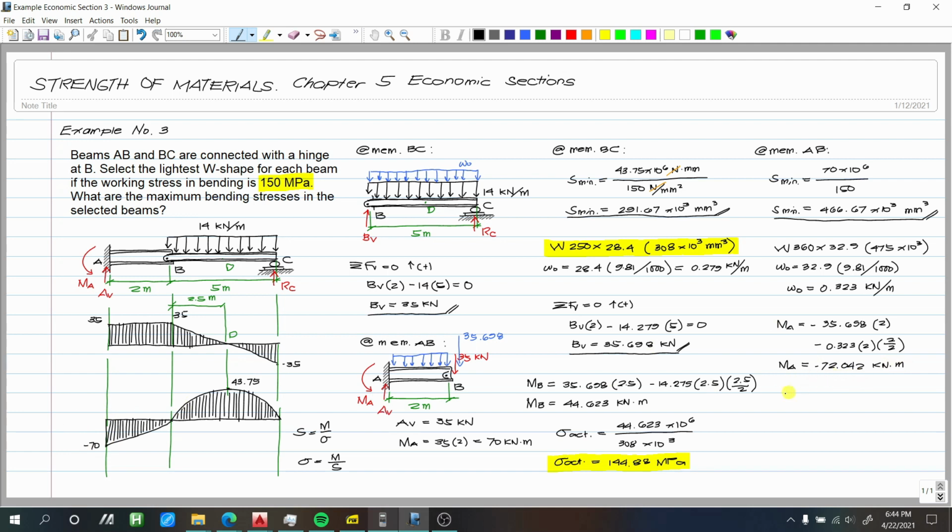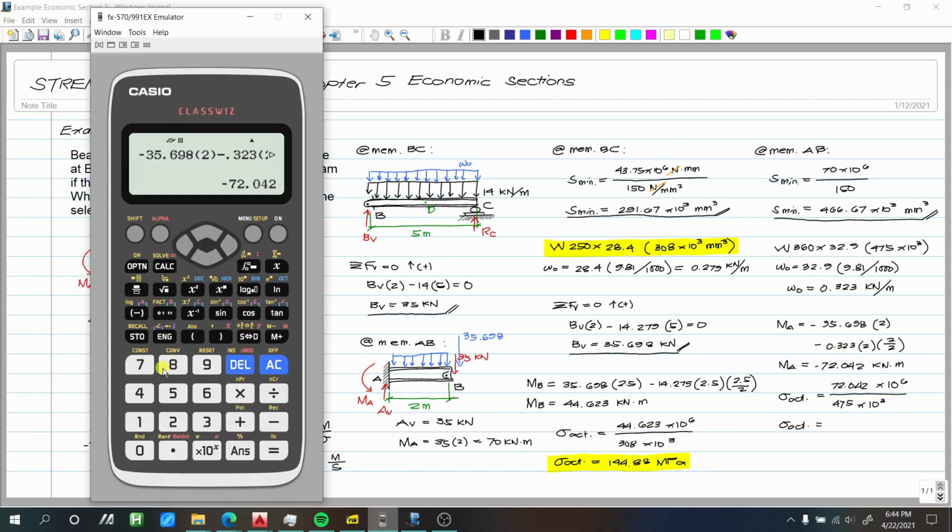Okay, so meron tayong moment. Makukuha natin ating actual bending stress. So, actual bending stress is what? Moment over S. So, ang moment natin is 72.042, kahit tanggalin na natin yung sign, times 10 raised to 6 over S. Ang S natin is 475 times 10 raised to 3. So, yung ating actual bending stress is 72.042 times 10 raised to 6 over 475 times 10 raised to 3. Okay, so 151.667.